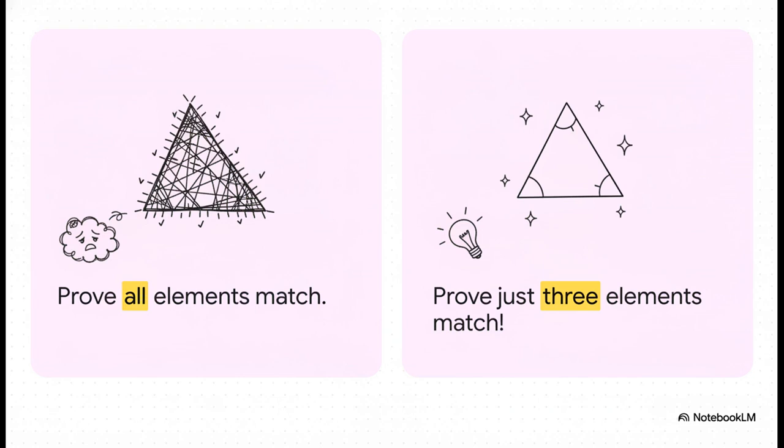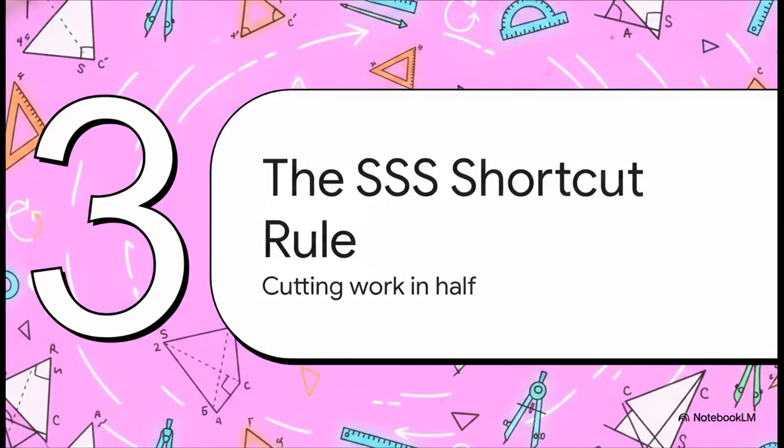But here is the brilliant revelation. We don't actually have to do that. The new way proves that it's entirely sufficient to check 3 specific elements, as long as one is a side. We're literally slashing our required work in half. Let's dive into exactly how that works in part 3, the SSS shortcut rule.